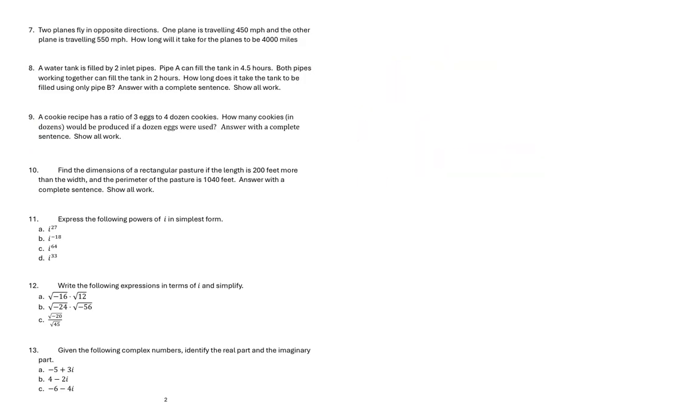Number 10. Find the dimensions of a rectangular pasture if the length is 400 meters or 400 feet more than the width, and the perimeter of the pasture is 1,040 feet. Answer with a complete sentence. So I know that the length is going to be more than the width. So the length is equal to the width plus 200.